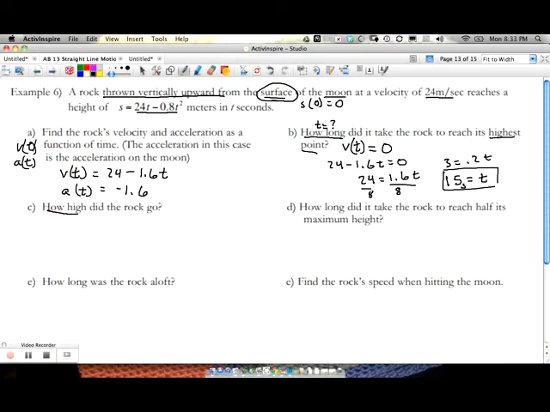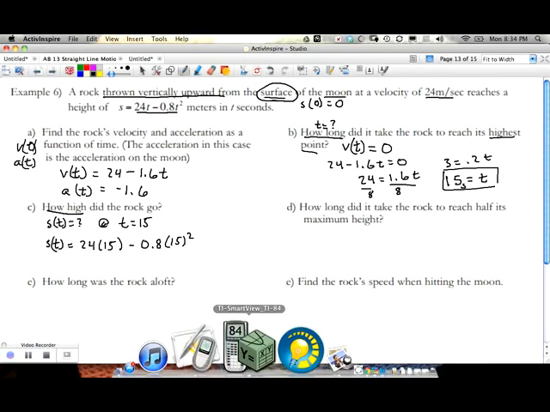Okay, now we're talking about how high. That's a position question. So S of t equals what? At t equals 15. So S of t, which is our original equation, is going to be equal to 24 times 15 minus 0.8 times 15 squared. Sounds like a calculator time for me.